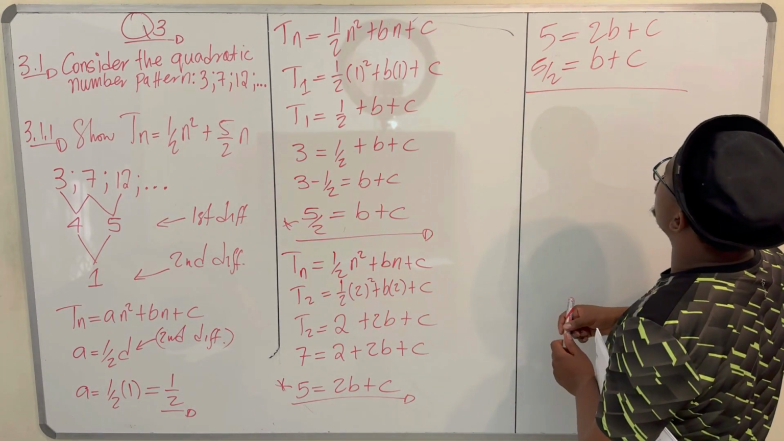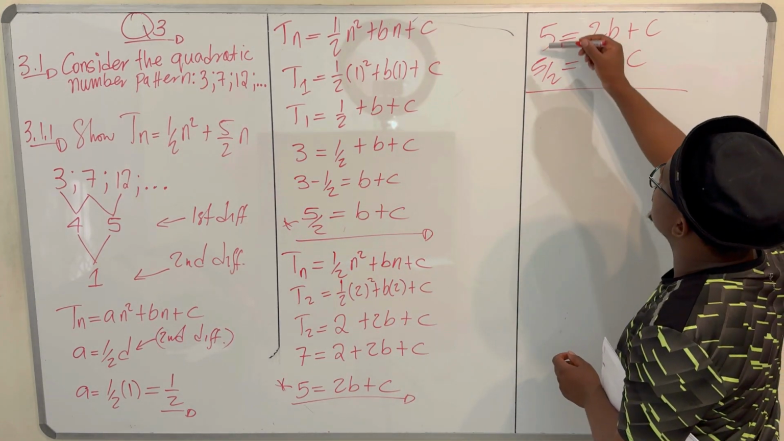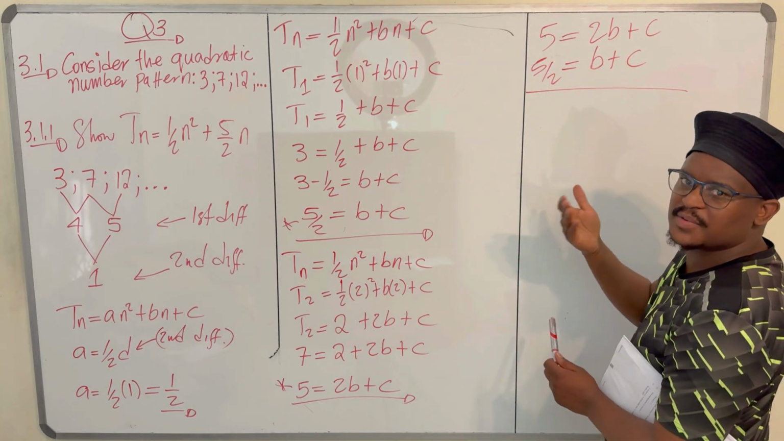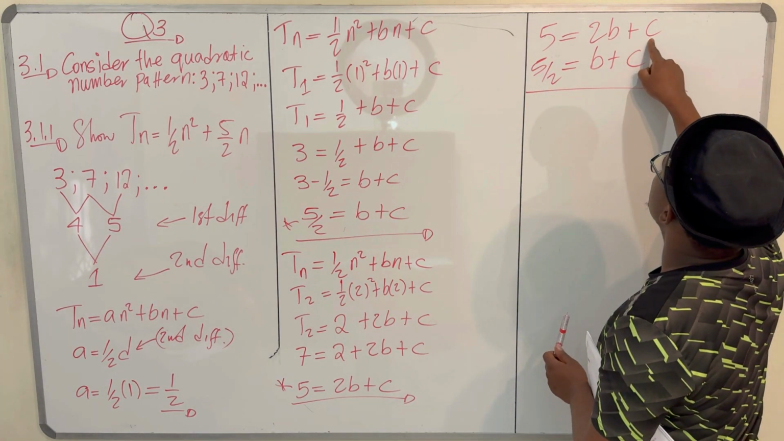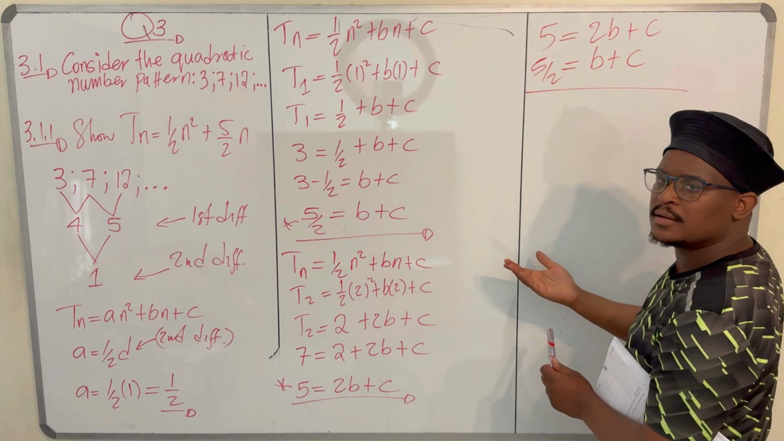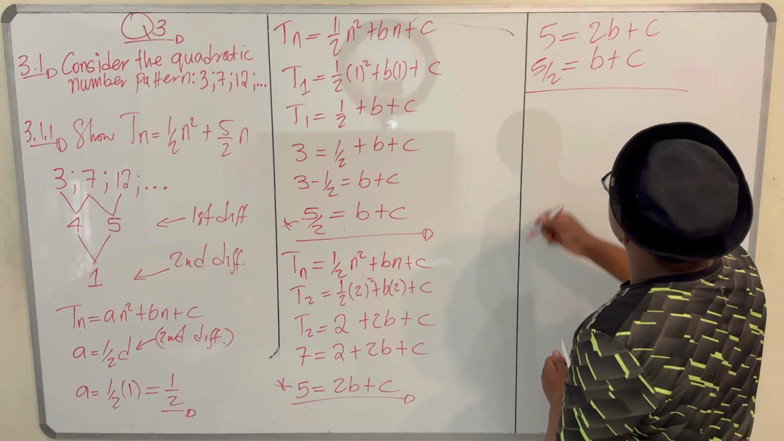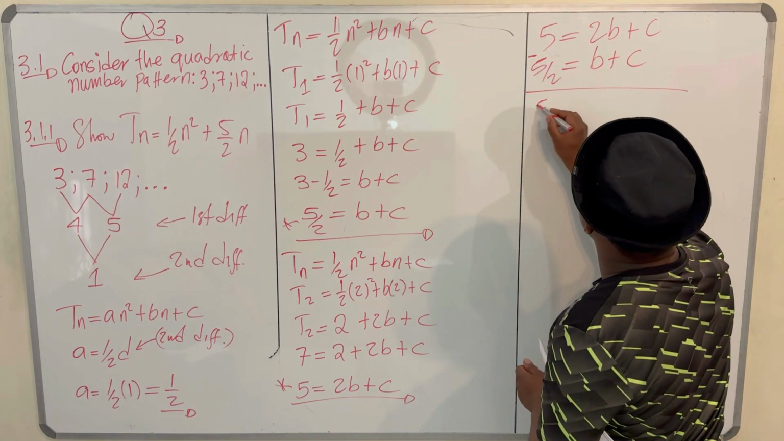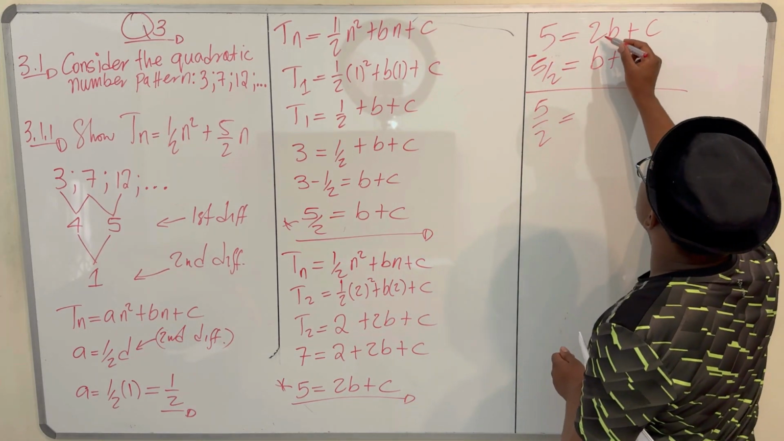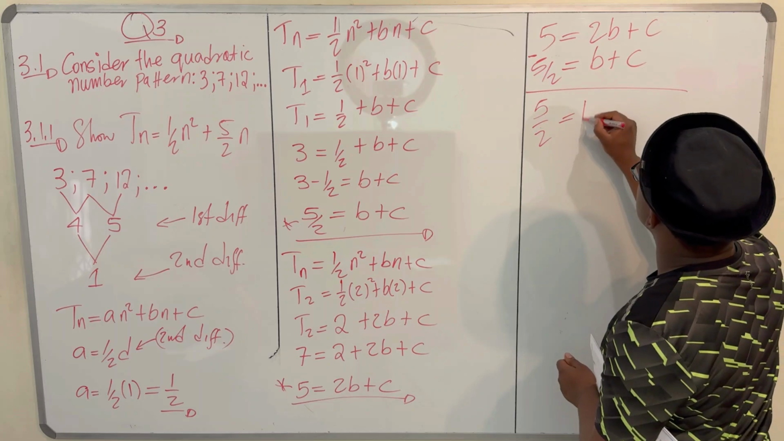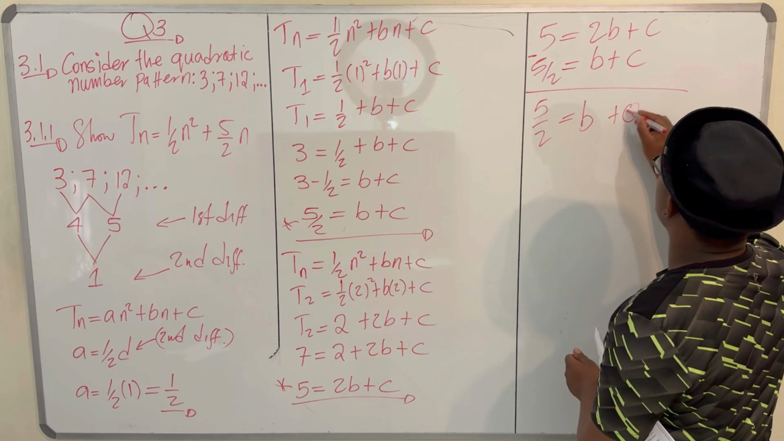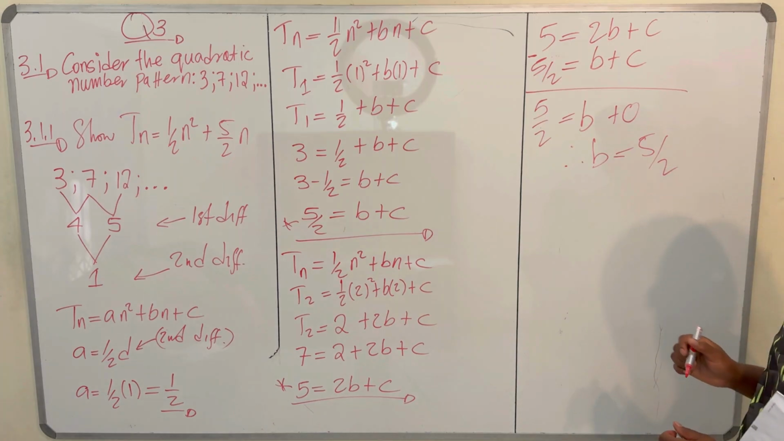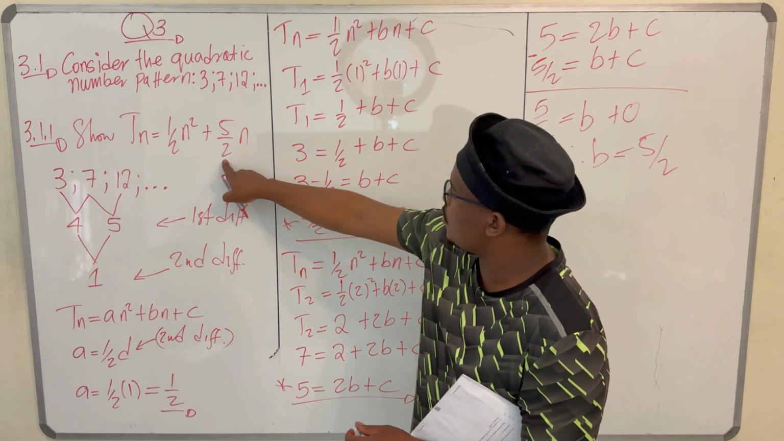So now what do we do? We eliminate from here. This minus this, or you can solve them simultaneously. You know how to solve a simultaneous equation. Solve for your C here and substitute your C, then solve for B. But I'm going to eliminate. So I'm going to subtract this. 5 minus 5 over 2. The answer is 5 over 2 is equal to your B, 2B minus B is B. Your C minus C is 0. Therefore, your B is equal to 5 over 2, which is the same as that one over there.